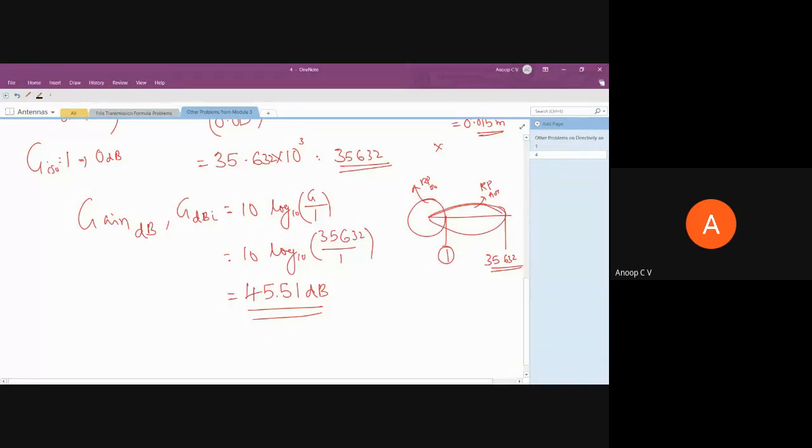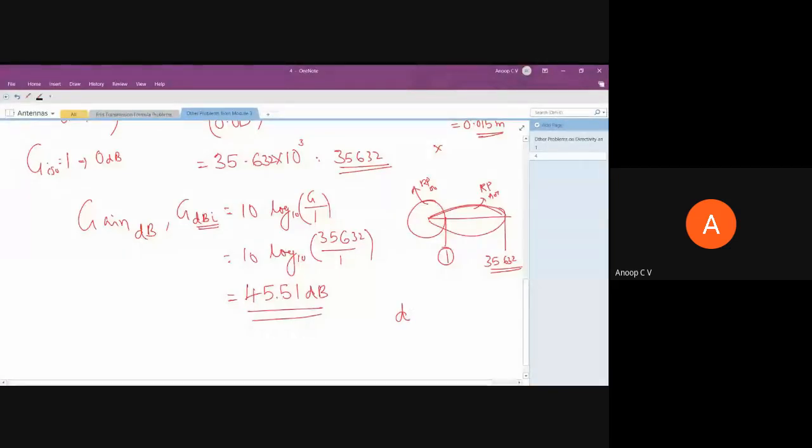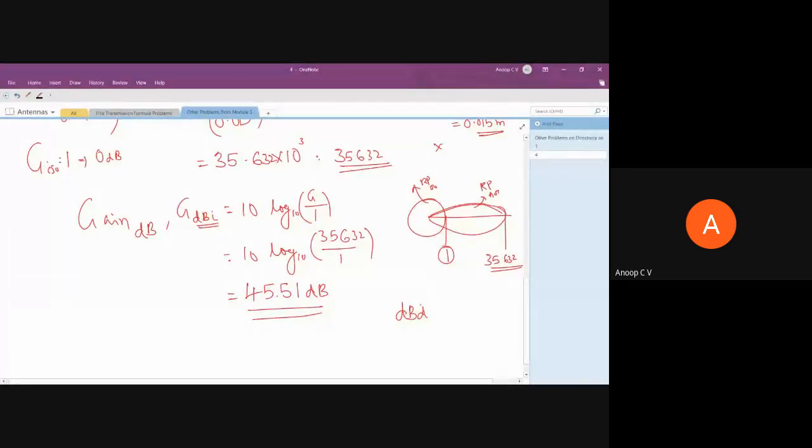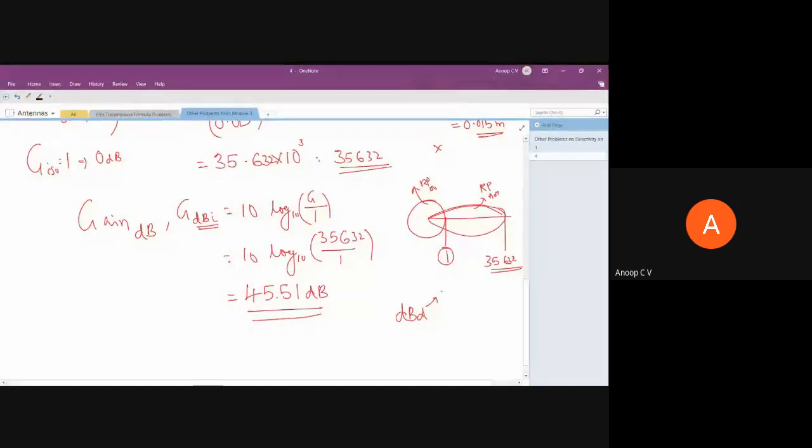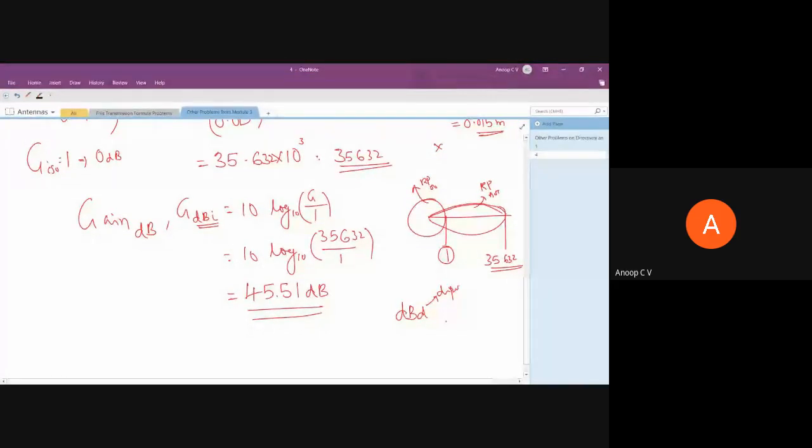It's simple. And the reason I mentioned dBi is that at times you may see dBd. dBd is nothing but decibel over that of a dipole. So for dBd, instead of G by 1, it will be the gain of the reference antenna. That can be a dipole or anything. So please keep that in mind. So it's dBi. I hope that is clear.